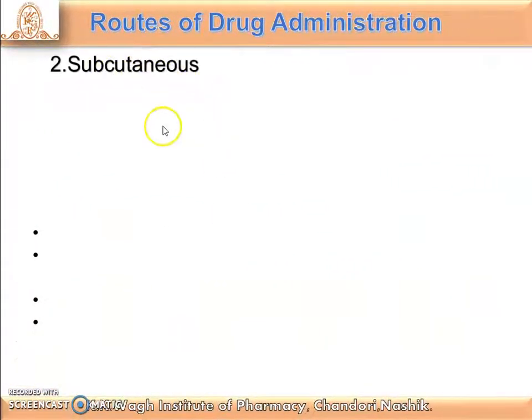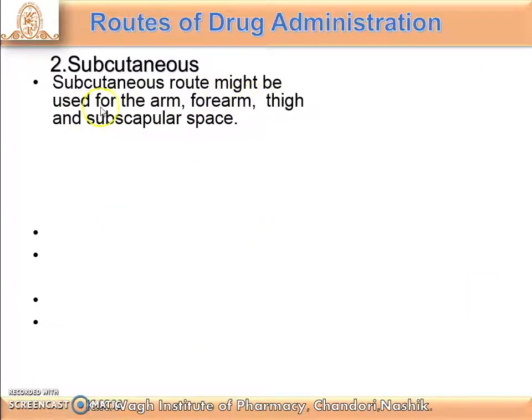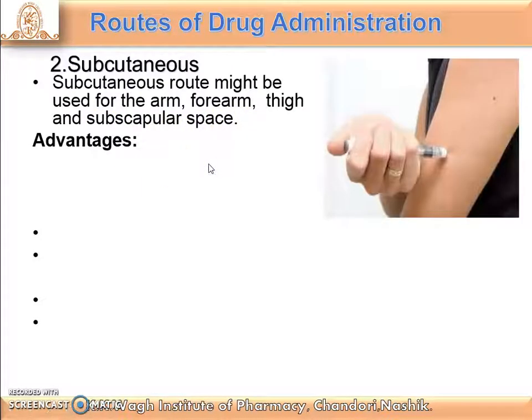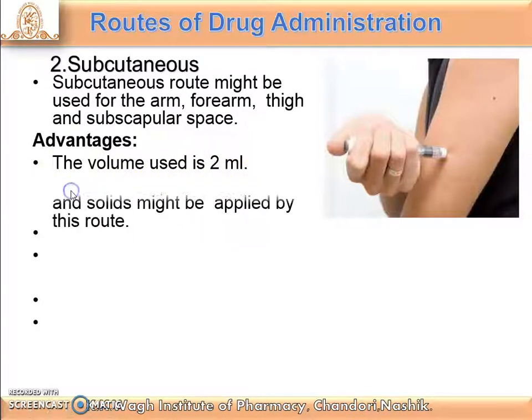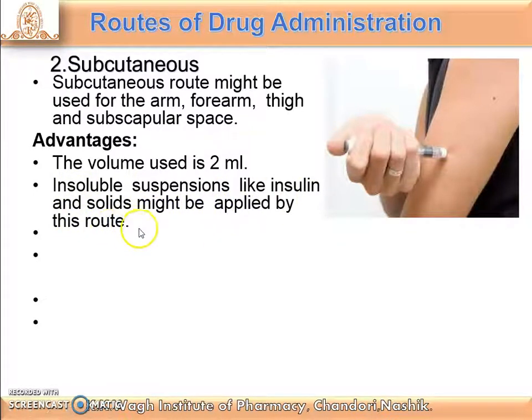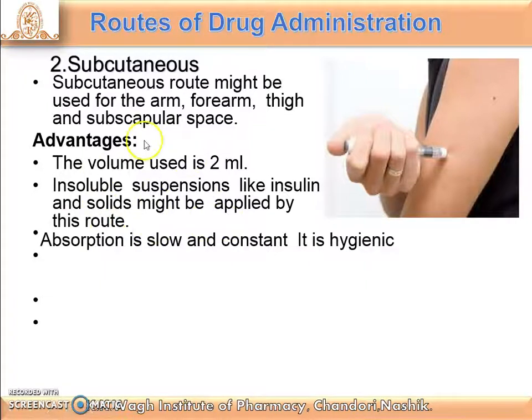Then the second one is the subcutaneous route. It might be used for the arms, forearms, thigh, and subscapular spaces. Advantages of the subcutaneous route: this injection is given into the subcutaneous tissues. Volume up to 2 ml can be used. Insoluble suspensions like insulin might be applied by this route. Absorption is slow, but it is constant, and it is hygienic.